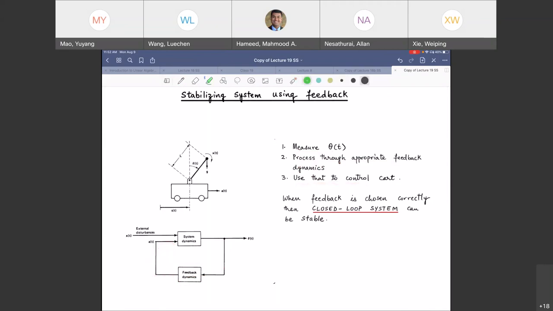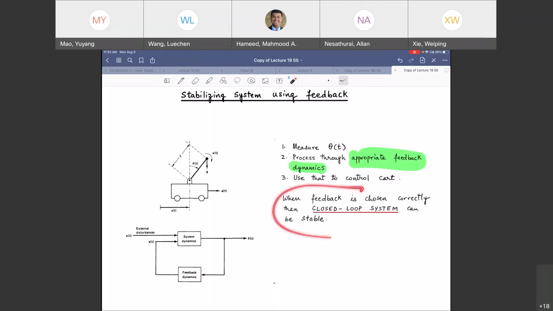Keyword is what? Keyword is appropriate feedback dynamics. I don't know them yet, right? Because once I know g of s, I know everything about this now, right? So measure theta, use it through the feedback dynamics as a negative feedback to control the cart. Set a of t based on theta.